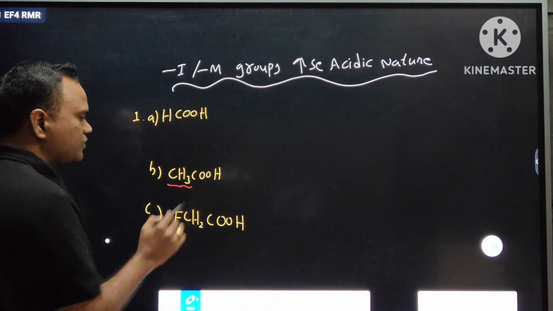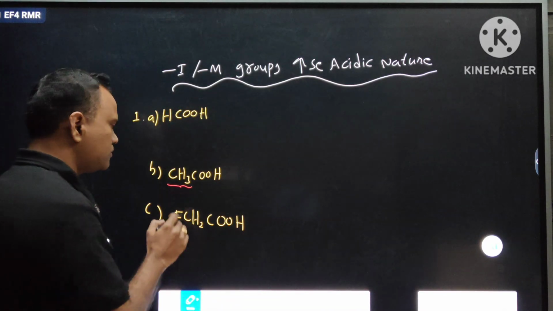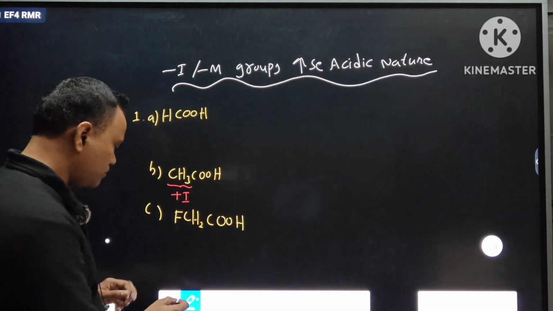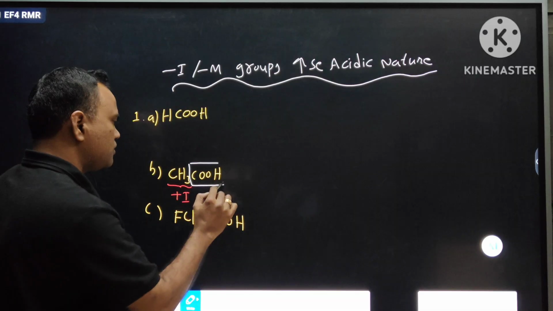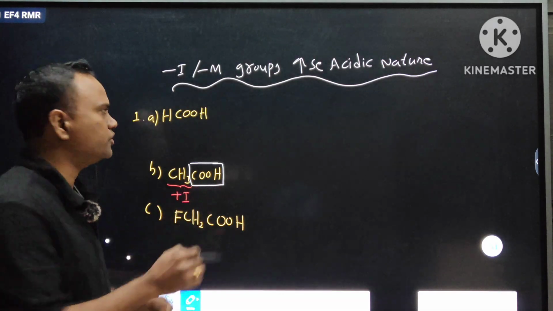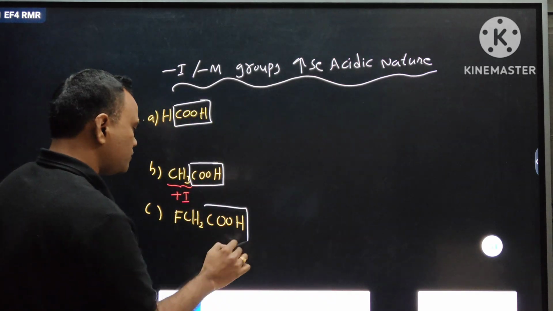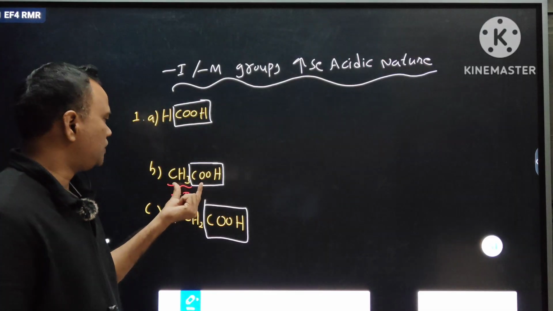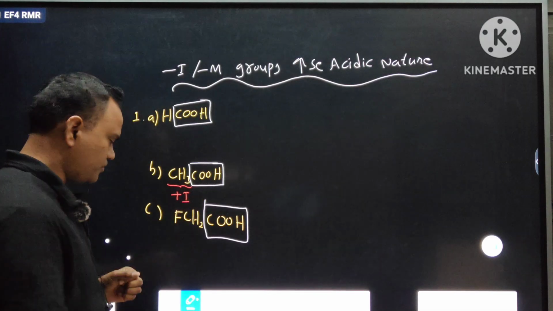CH3. What is the CH3 nature? CH3 is which group? Plus I group. Just see, don't consider this COOH. Put COOH in a box. Just observe the nature of the groups or atoms attached to COOH. Here a plus I group is present. Methyl group, all alkyl groups are plus I groups.